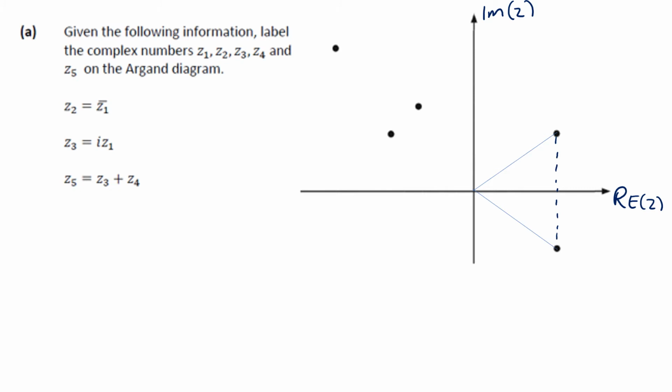So one of those is Z1 and one of those is Z2. Now we don't know which is which at this point, so we need to keep going. But I know that this is either Z1 or Z2, and this is either Z2 or Z1, depending on what the rest of the information tells us. So I've used this. It then tells me that Z3 is i times Z1. Now, when you multiply a complex number by i, it's rotated 90 degrees anti-clockwise.